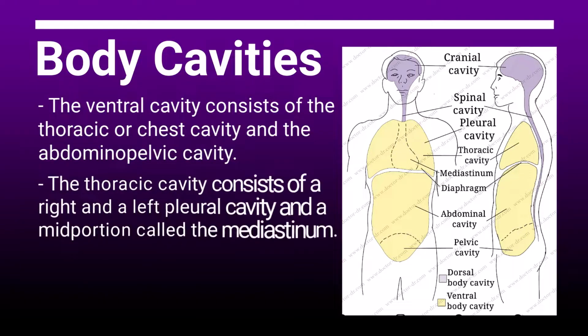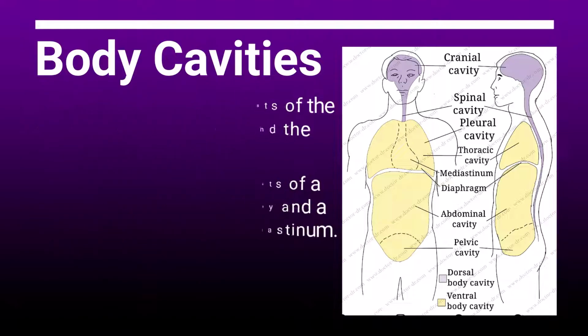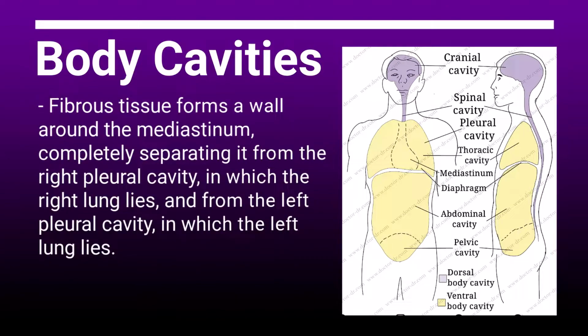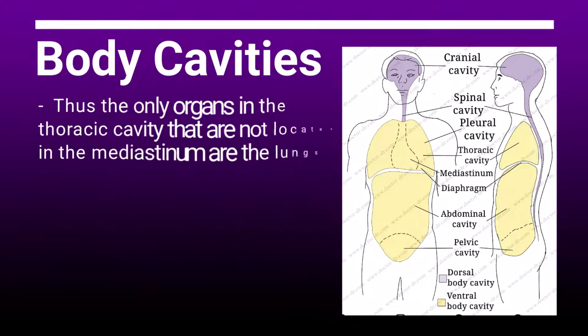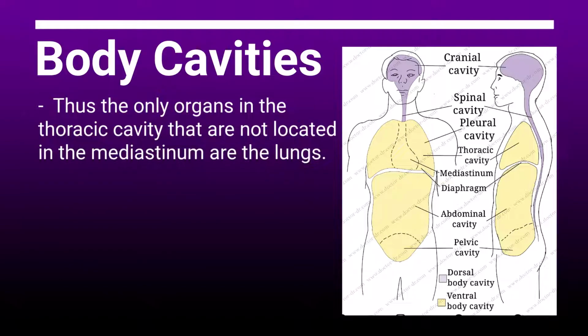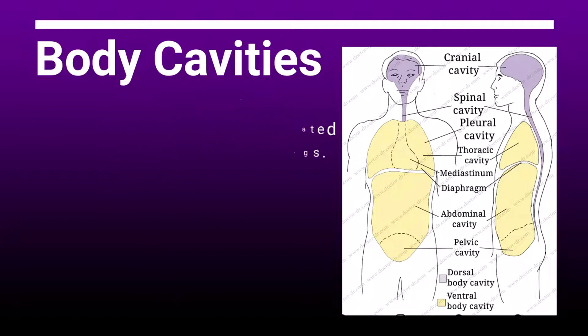The thoracic cavity consists of a right and a left pleural cavity and a mid portion called the mediastinum. Fibrous tissue forms a wall around the mediastinum, completely separating it from the right pleural cavity in which the right lung lies and from the left pleural cavity in which the left lung lies. Thus, the only organs in the thoracic cavity that are not located in the mediastinum are the lungs.